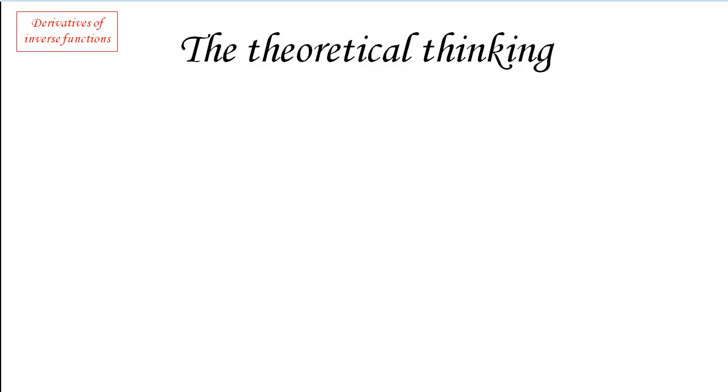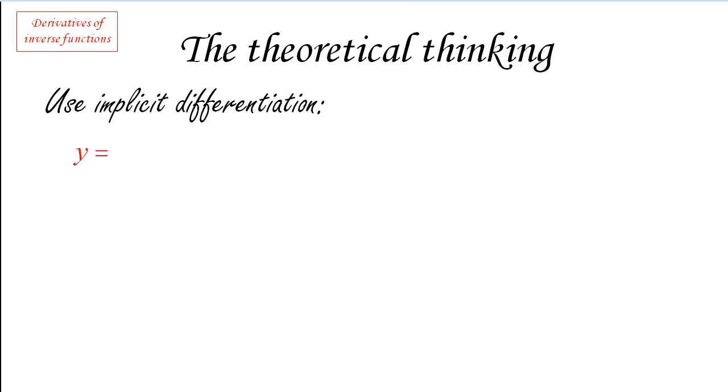Well, the theoretical thinking goes as follows, and pay attention to what I'm about to say because of something I'm going to say at the end of this explanation. We're going to use implicit differentiation. So we're starting from a function, and we know that this function is the inverse of some other function whose derivative we know. So what we're going to do is we're going to apply that original function on both sides. So on the left-hand side, we end up with f of y, and on the right-hand side, we end up with f of f inverse of x, which is just x.